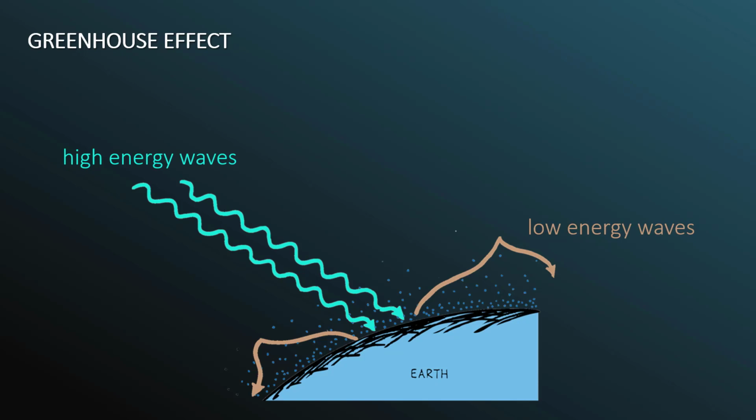Now, if this were not the case, the side of the Earth exposed to direct sunlight would be extremely hot, but the side of the Earth not exposed to the sun would become extremely cold. Life would not be possible between those two extremes. Because of the difficulty the lower frequency waves face in escaping into space, the Earth holds onto that energy and can maintain a much more consistent temperature.